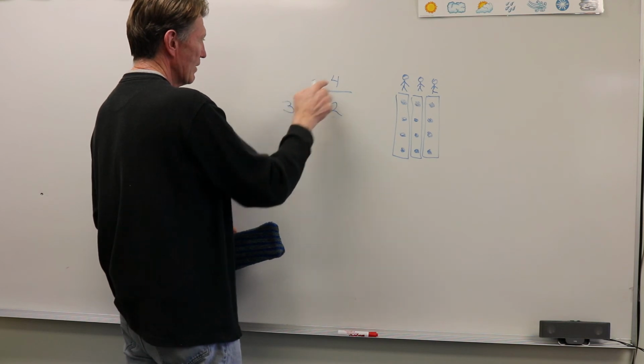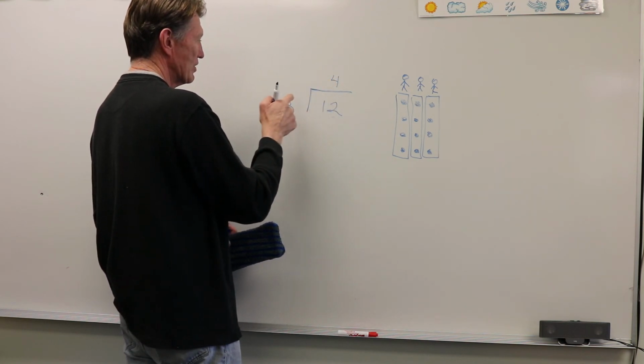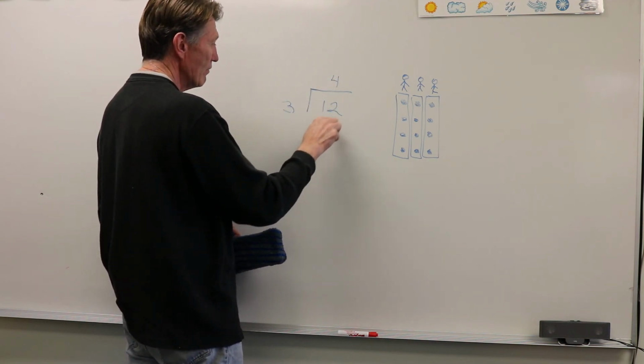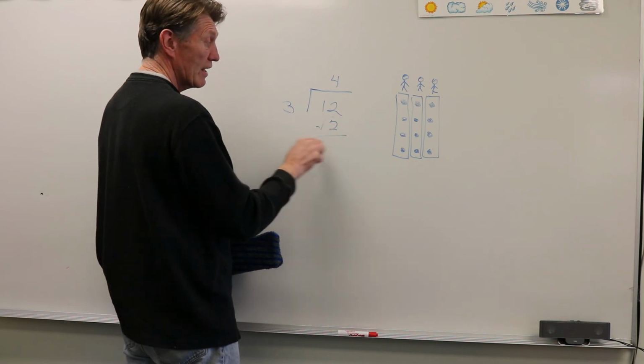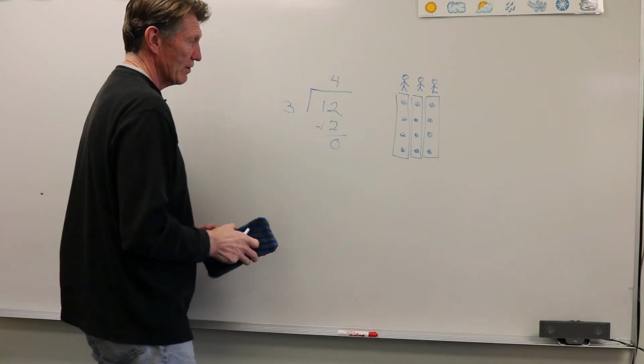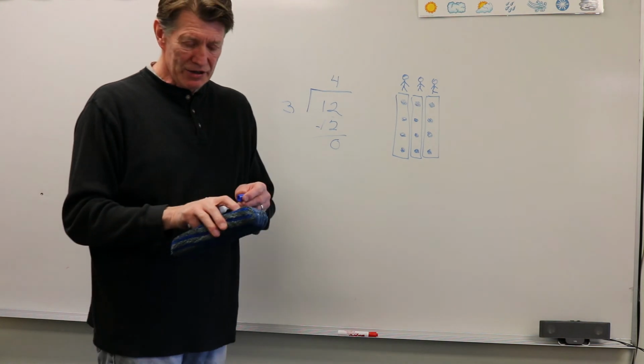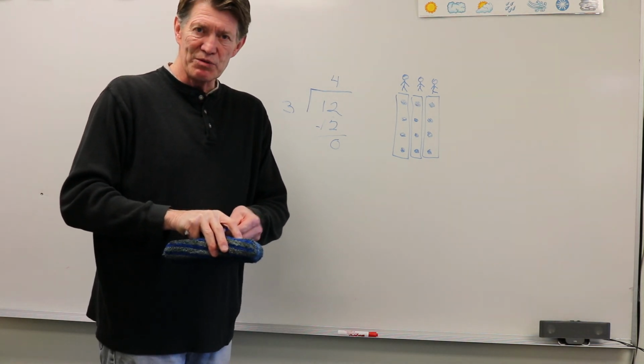12 divided by 3 is 4. Then we check our answer. 4 times 3 is 12. There are no cookies left over, so we get a 0. Anyway, we like to try to understand the math as we work through math problems here.